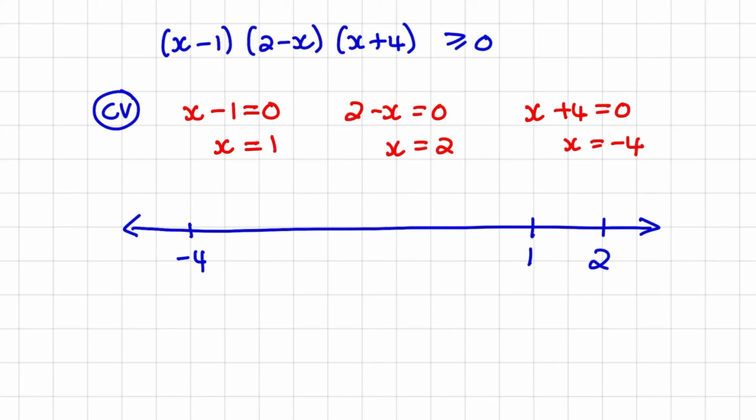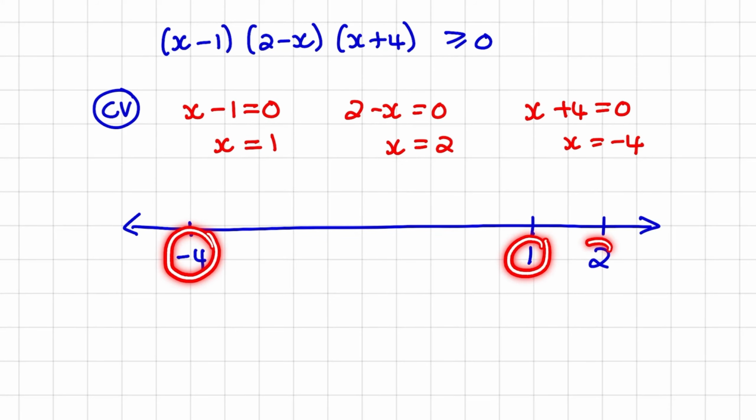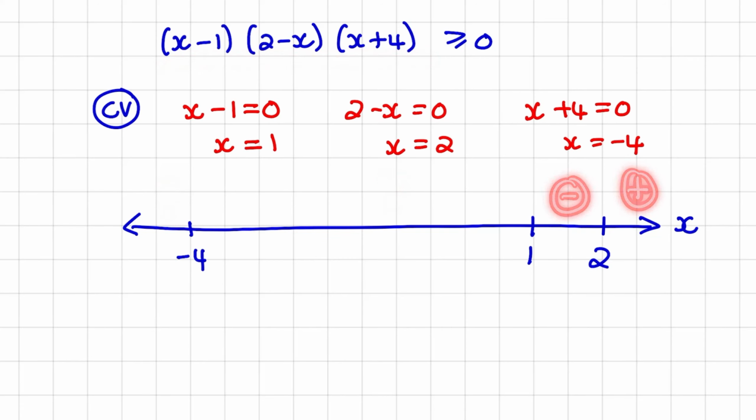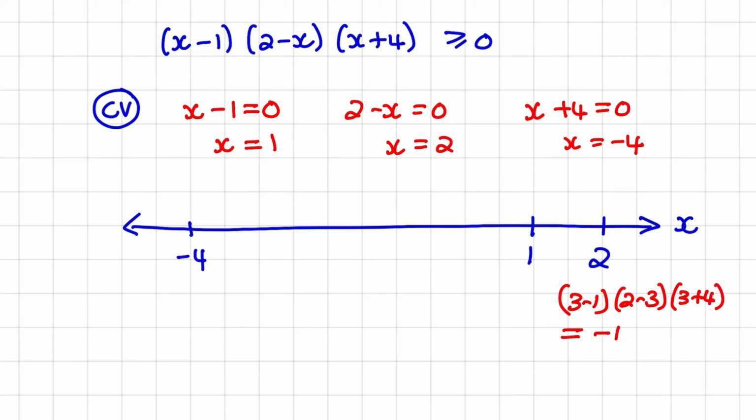And what I'll do next is plot these values on a number line, where the number line represents the x-axis. And what we want to do is determine where on the number line the expression would be positive or negative. So in order to find that, I would replace x with a number after 2. So I'm going to consider 3. If I substitute x with 3, I have (3 − 1)(2 − 3)(3 + 4), and that is equal to negative 14.